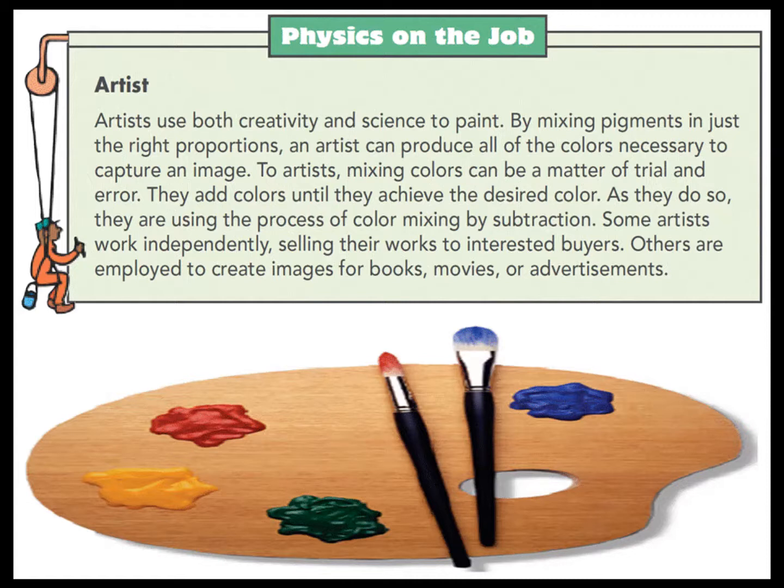Artists use both creativity and science to paint. By mixing pigments in just the right proportions, an artist can produce all of the colors necessary to capture an image. To artists, mixing colors can be a matter of trial and error. They add colors until they achieve the desired color. As they do so, they are using the process of color mixing by subtraction.